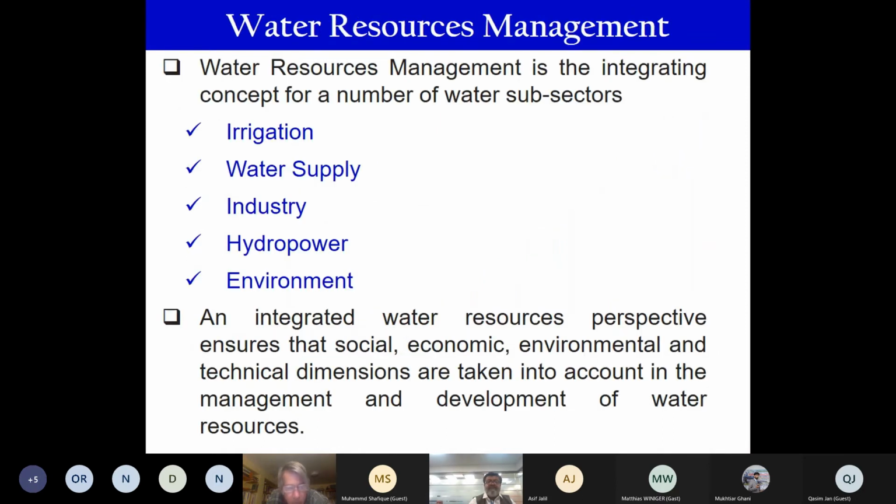Water resources management is the integrating concept for a number of water subsectors, including irrigation, water supply for drinking purposes, industrial use, hydropower, and environment. An integrated water resources perspective ensures that social, economic, environmental, and technical dimensions are taken into account in the management of water resources.